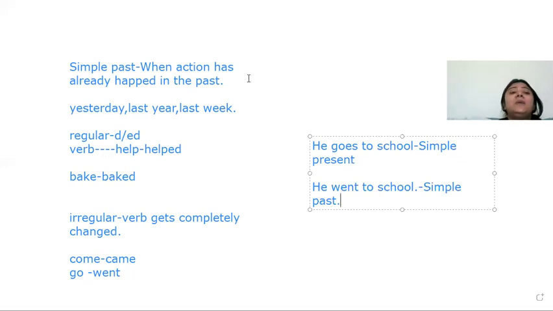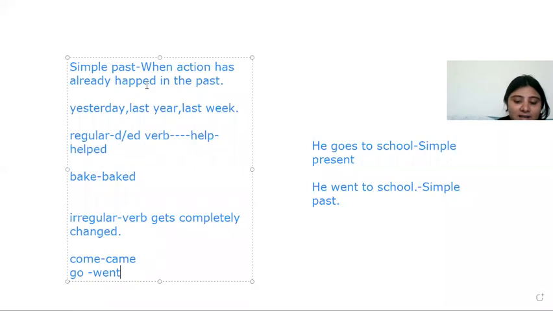So simple past is when an action has already happened. I have written it here. Spelling is wrong, so I'm just making it correct here. So when an action has already happened in the past, like yesterday, last year, last week. In regular past tense, we need to add D or ED, and in irregular, the verb gets completely changed. I will share a list of irregular verbs with you after I finish it.